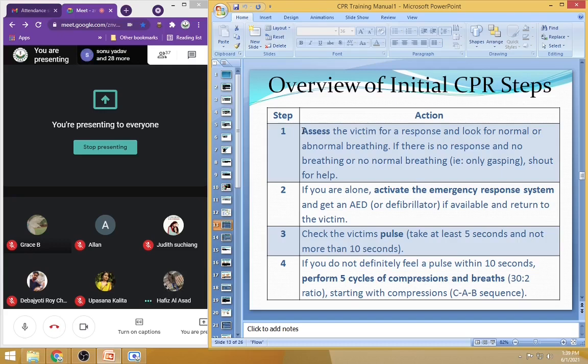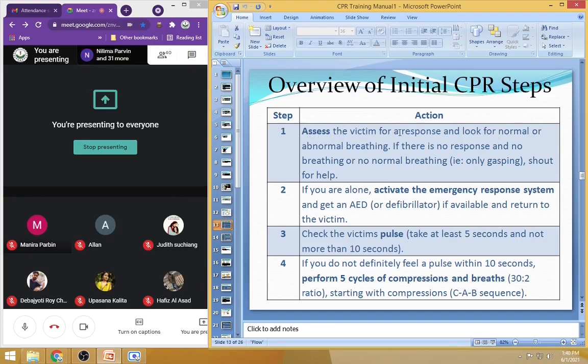Anyone else? Suppose you are coming down from your bedroom to the drawing room, to the dining room, and suddenly one of your friends just collapsed. What will you do? Roll number 25? Yes, ma'am. Tell me what you will do if your friend just collapsed in front of you. We have to check pulse and breathing. You will not call her first. In a normal situation, I'm asking. Okay, listen carefully. Assess the victim for a response and look for normal or abnormal breathing.